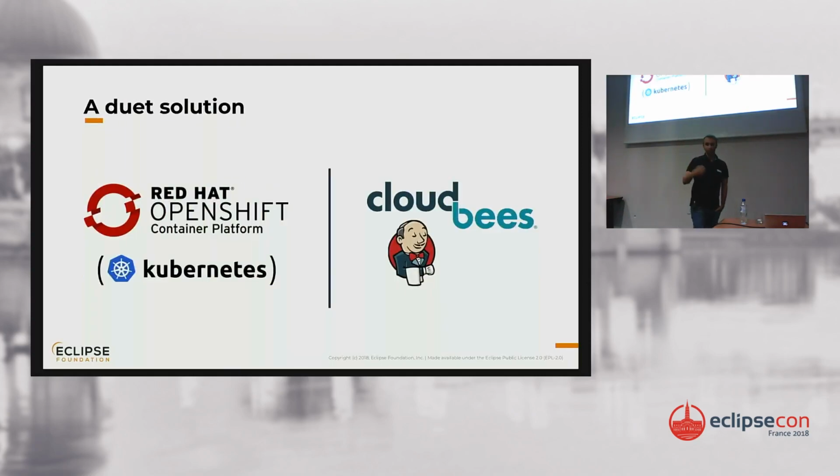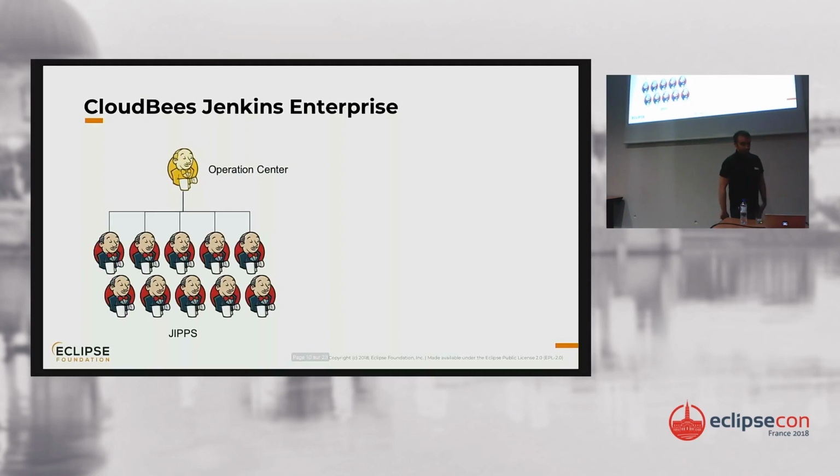So the solution that we found to be the best for the community is actually a duet solution based on both a Kubernetes cluster, actually an OpenShift cluster, OpenShift being a Kubernetes distribution by Red Hat, and cloud-based Jenkins Enterprise. For those of you who don't know what Jenkins Enterprise is, this is not a sales pitch, okay? This is my understanding and how I feel about Jenkins Enterprise.